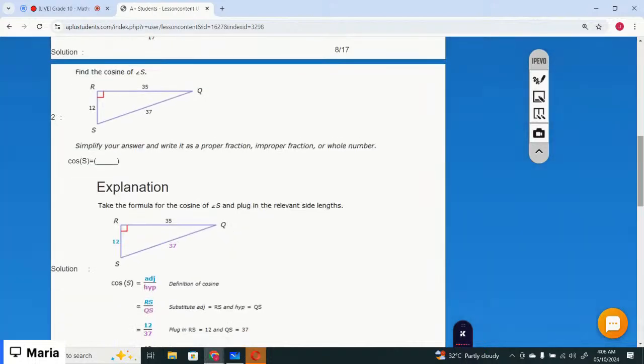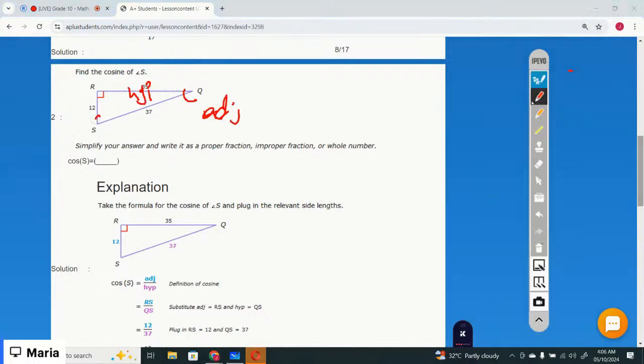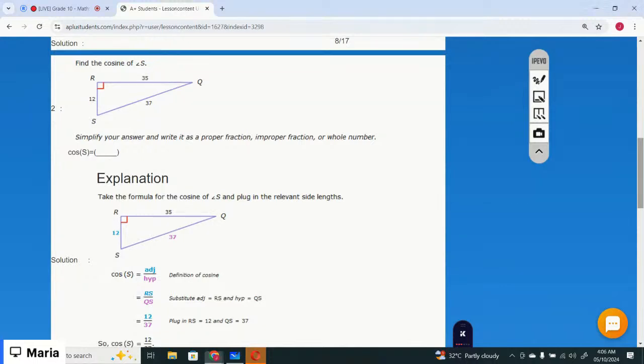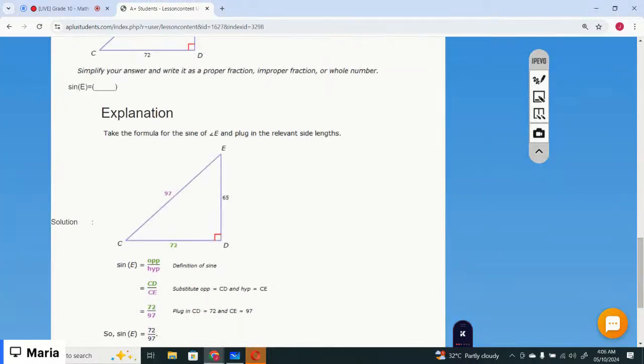Find the cosine of angle S. You need to find the cosine of angle S. So here is angle S. Cos of angle S is adjacent divided by hypotenuse. Adjacent to angle S is RS and hypotenuse is SQ. So that is 12 over 37. Got it?